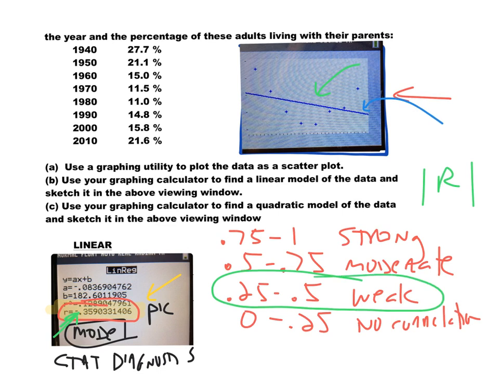0.35 is in between 0.25 and 0.5. So we say that this line has a weak correlation with the data. The line does a really weak job at explaining what's going on with our data set.